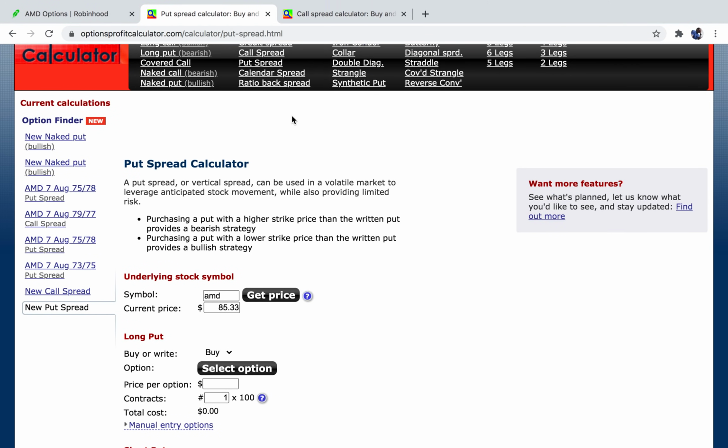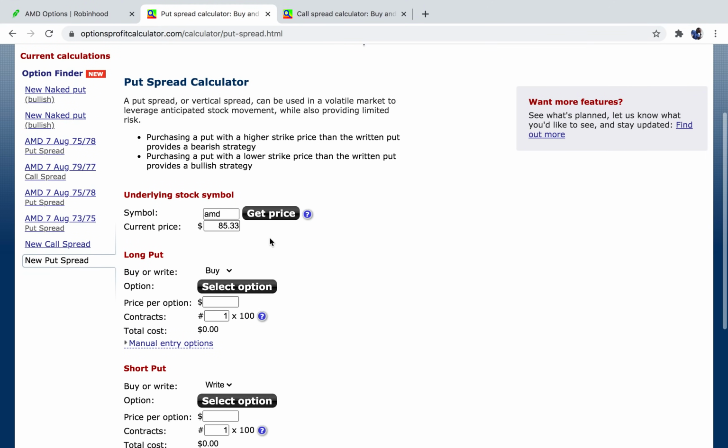And so this is where we're going to do the put credit spread on AMD. As you can see, you type in the symbol of whatever stock you're choosing, and for this, we're doing AMD. You click on get price, and it'll tell you what the current price is.